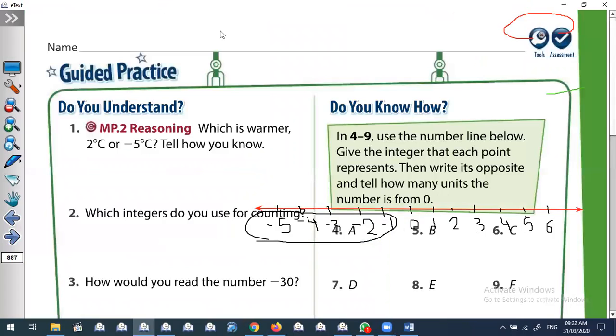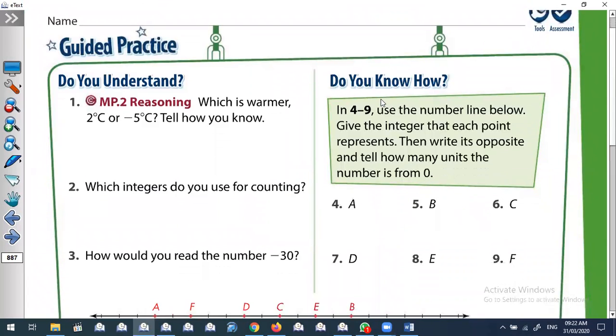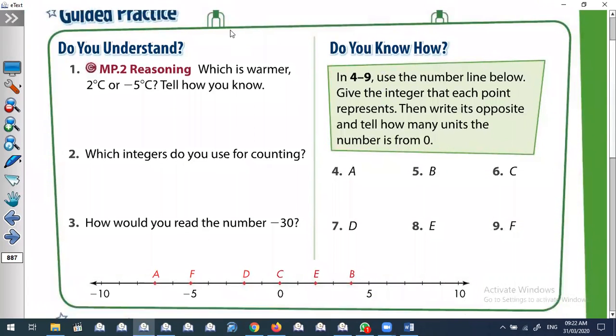Here in exercise number 4, use the number line below, give the integers that each point represents. Then write its opposite and tell how many units the number is from 0. Let's start with the number line.